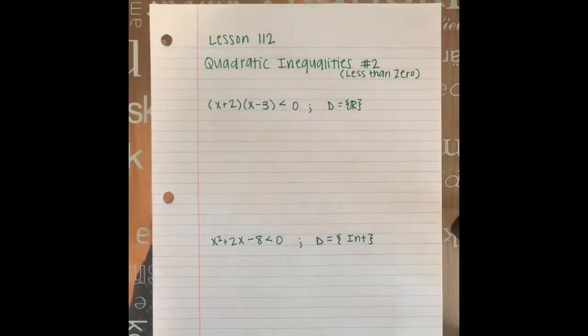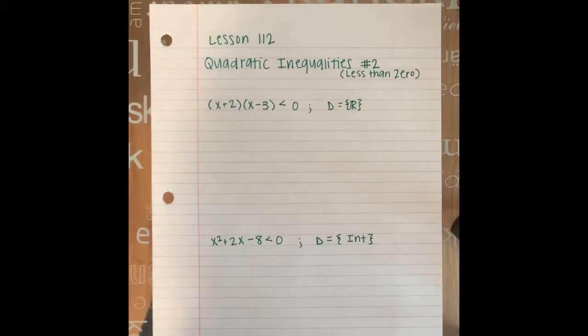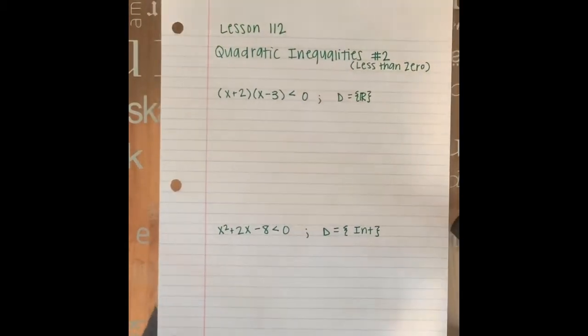A few lessons ago, we introduced the idea of quadratic inequalities. Lesson 112 continues that idea, so it's quadratic inequalities number 2, lesson number 2. This time, instead of dealing with inequalities that are greater than 0, positive, we're going to deal with inequalities that are negative. So we're going to do 2 examples to explain this concept.